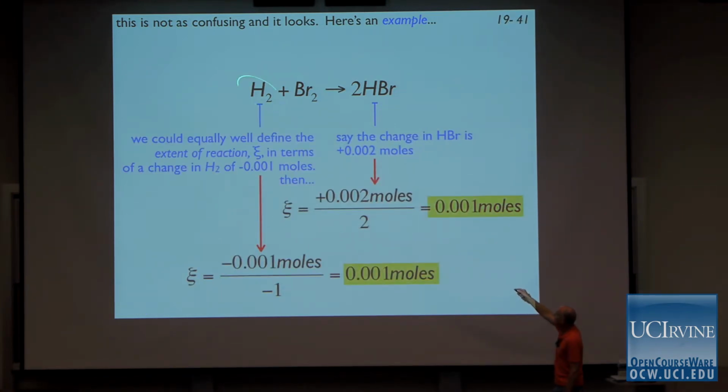So now I can do the same thing for H2. I can equally define the extent of reaction in terms of the change in H2 of minus 0.001 moles. Then I would have minus 0.001 moles divided by minus 1, because the stoichiometric coefficient here is minus 1. It's minus 1 because it's a reactant. So minus over minus is plus, and those two numbers have to be the same, or I did the calculation wrong. Okay, so we can calculate the extent of the reaction. If we just know how many moles of something was generated, I can then deduce what the extent of the reaction is.